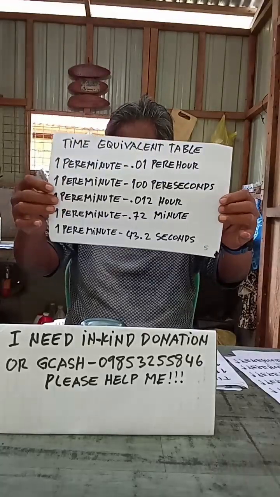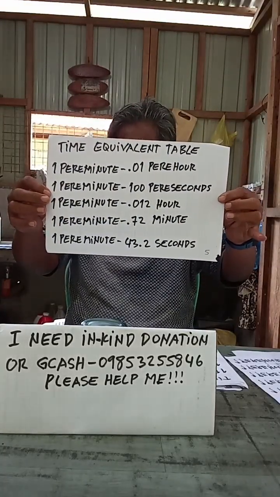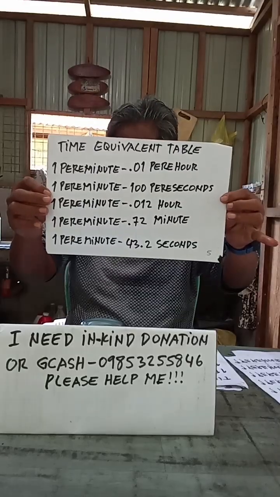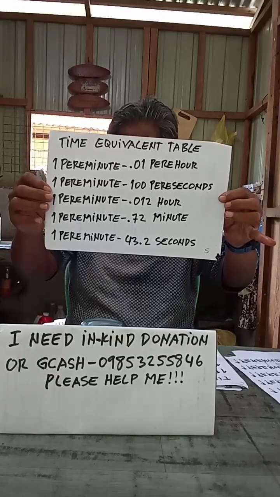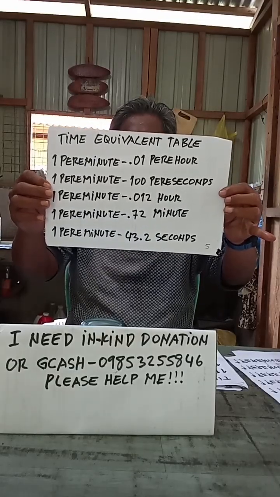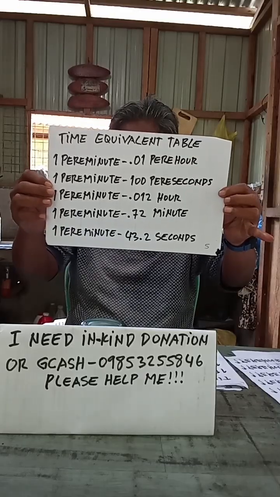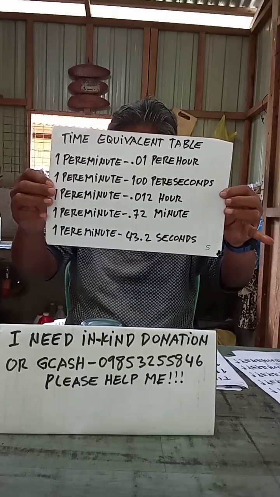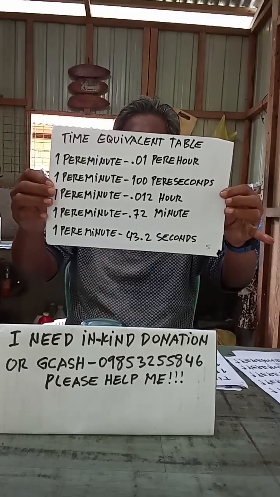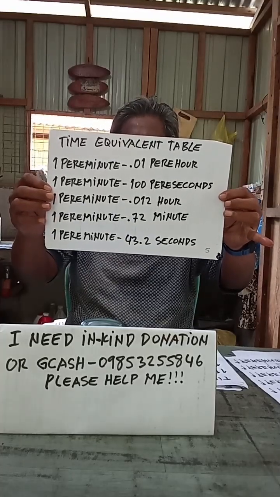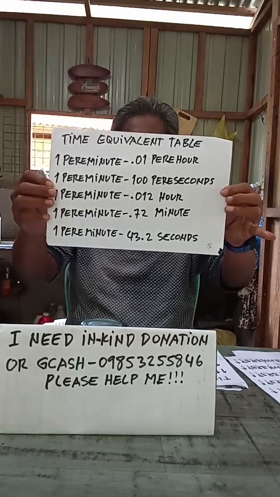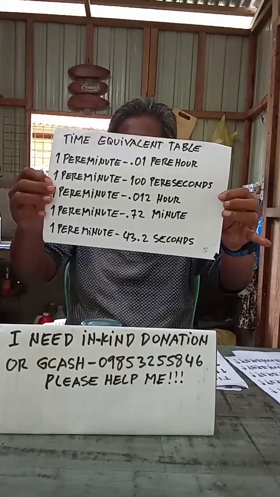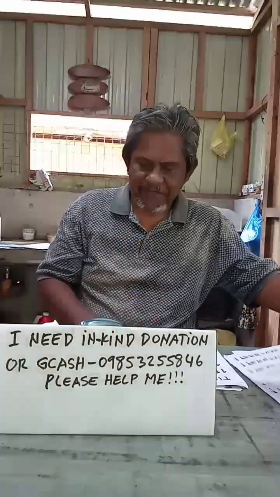So, continue time equivalent table. 1 per minute is equal to 0.01 per hour. 1 per minute is equal to 100 per seconds. 1 per minute is equal to 0.012 hour standard time. 1 per minute is equal to 0.72 minute standard time. 1 per minute is equal to 43.2 seconds standard time.